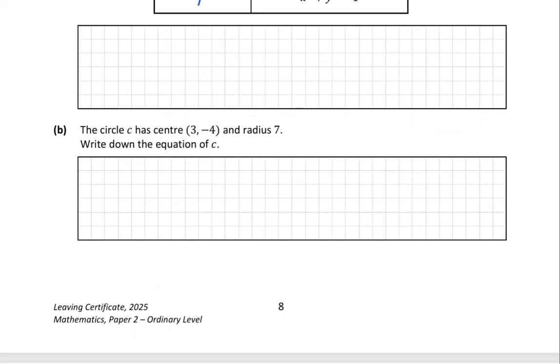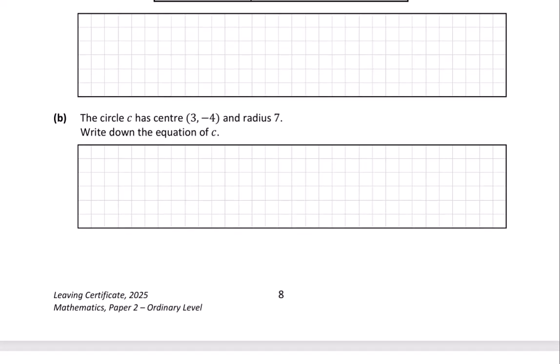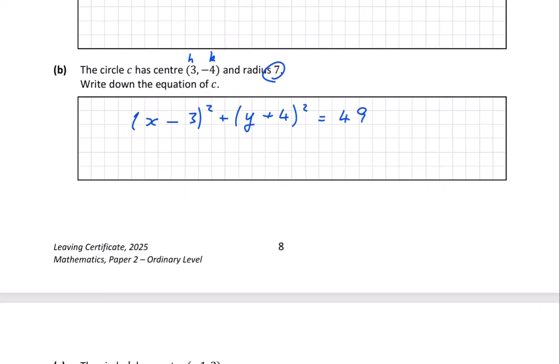The circle C has a center 3, minus 4 and radius 7. Write down the equation of C. So the equation of a circle is x minus h to be squared, and h then is going to be this number here, which is 3, plus y minus k, this is k here, minus 4, so it's minus 4, which is plus 4 to be squared, is equal to the radius, which is 7 squared, so that's 49. That's all you have to do for that question.